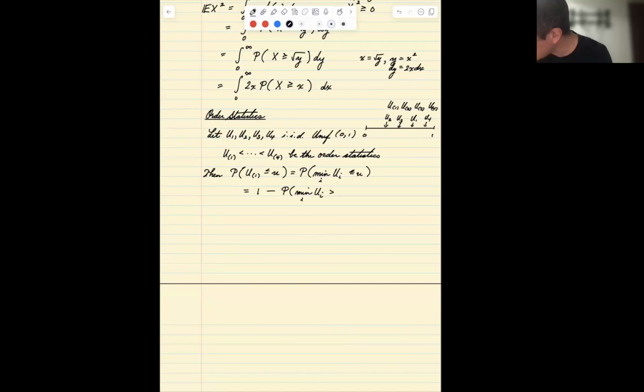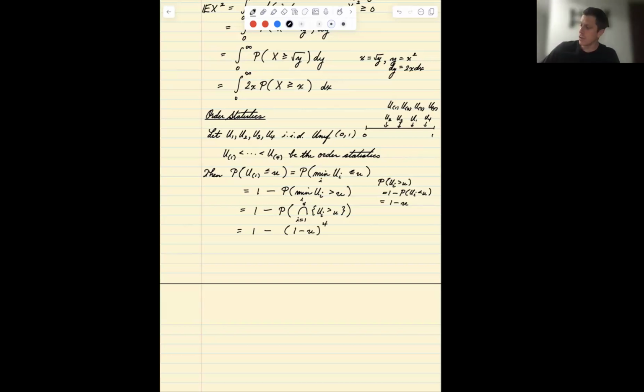Now why do we like that? The probability of the complement is 1 minus the probability of the event. And what does it mean for the minimum to be bigger than u? It means that all of the Ui's have to be bigger than u. So we're not working with the order statistics anymore. This is now the probability of an intersection over i equals 1 to 4 of the event that Ui is bigger than u. The probability that Ui is bigger than u is 1 minus u. There are 4 of them and they're independent, so it's 1 minus u to the 4th. So this is the distribution of the first order statistic.